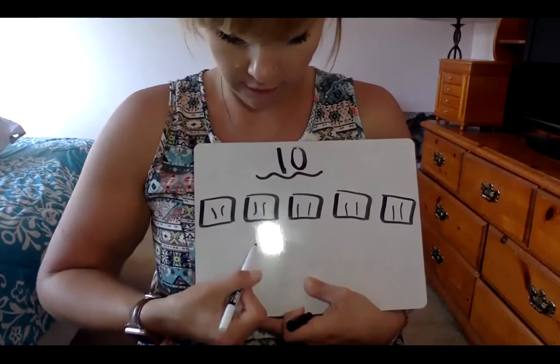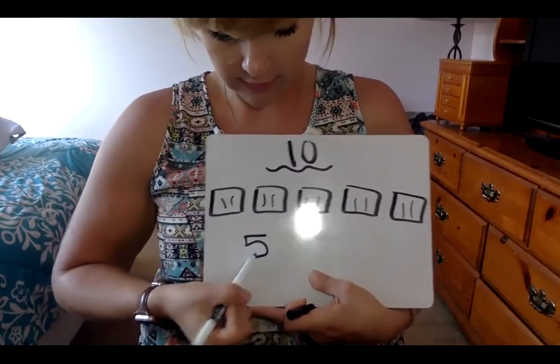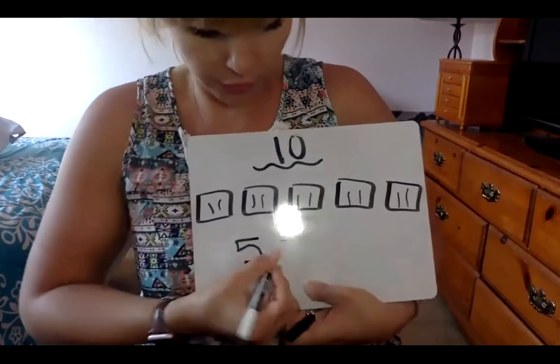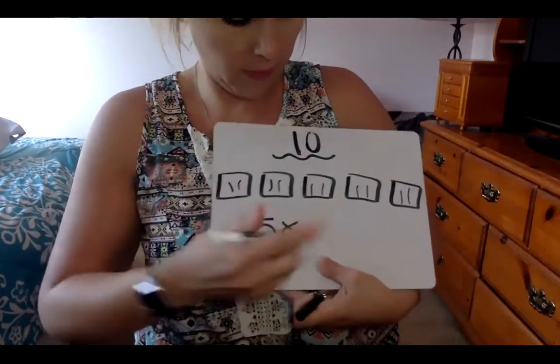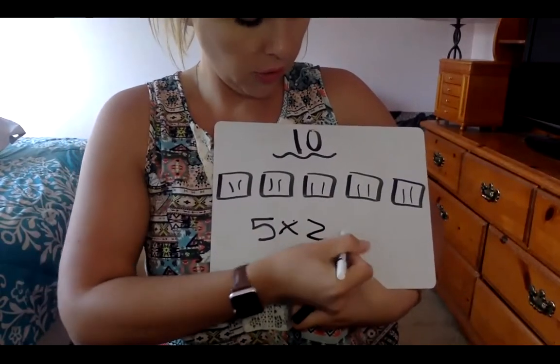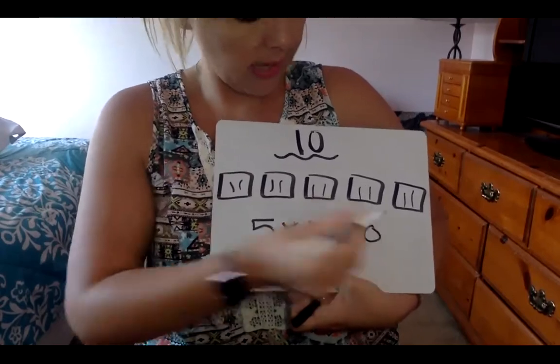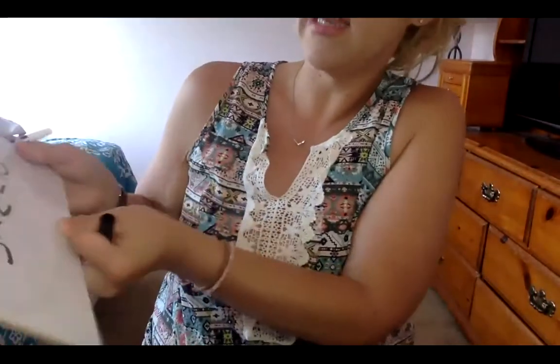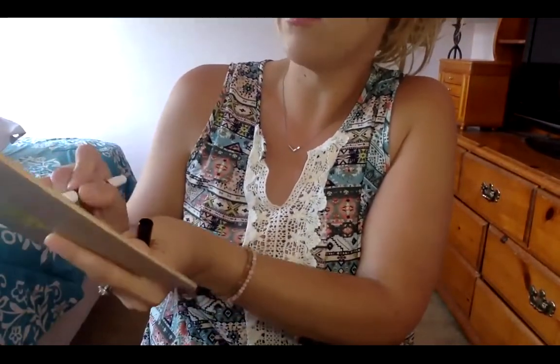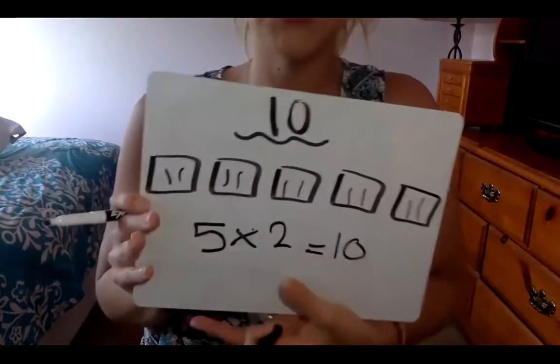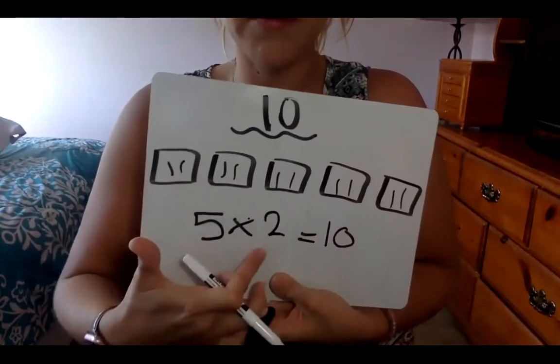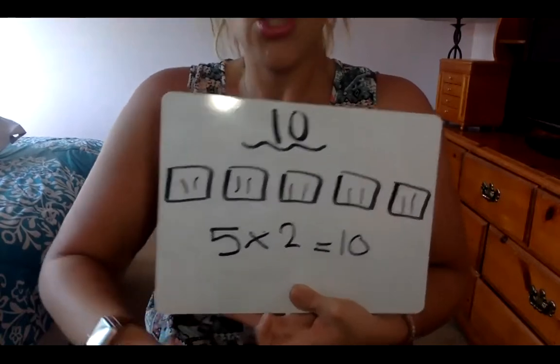So I have 5 groups of 2 equals 10. That is a terrible 2. It's so hard to write upside down, I'm sorry. Okay, so I have 5 groups of 2 equals 10, okay?